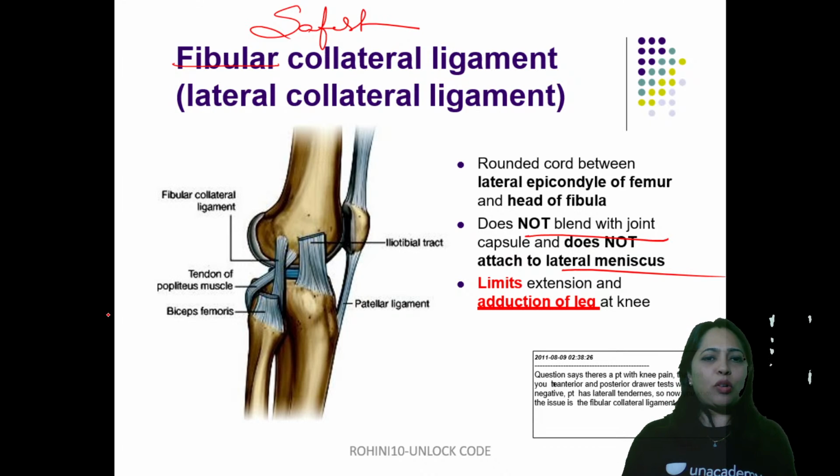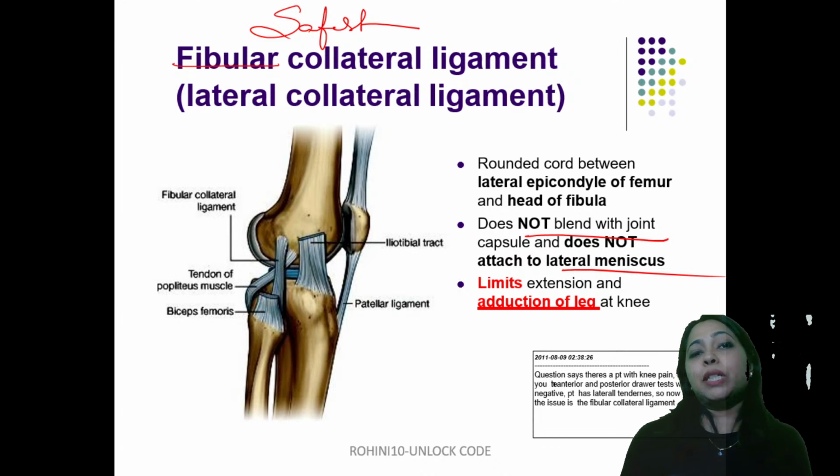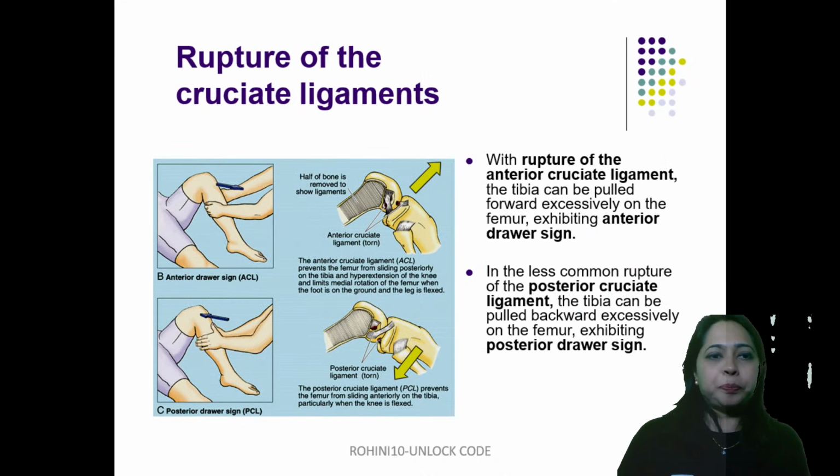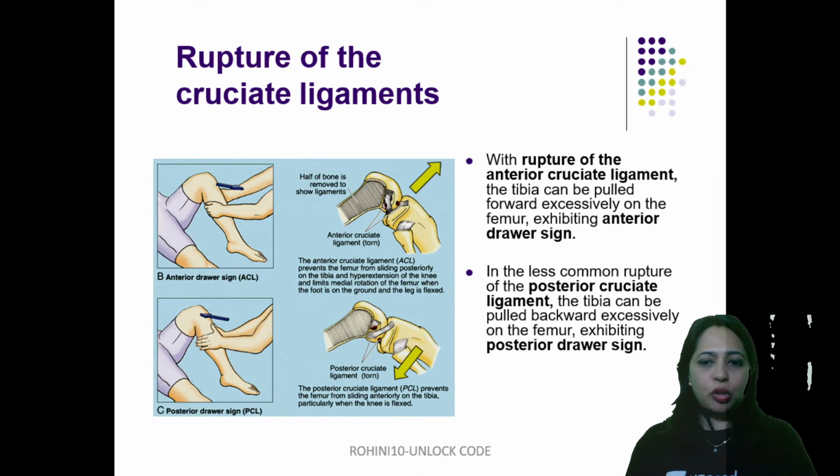It only helps in limitation of the extension and adduction of the leg. That's all its job is. So it is usually not involved in any kind of applied aspect. Rupture of the cruciate ligaments, the anterior and posterior cruciate ligament: anterior drawer sign, posterior drawer sign. You have to remember anterior drawer sign and posterior drawer sign, ACL.